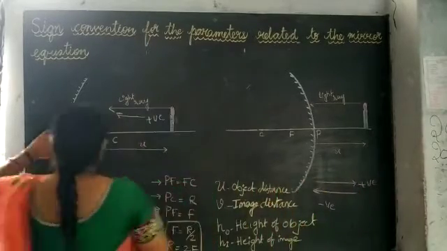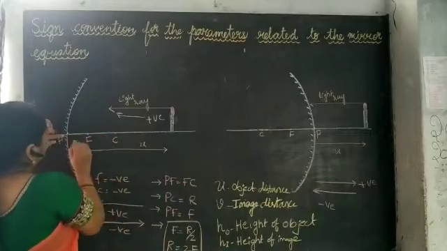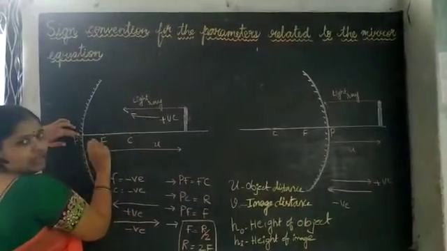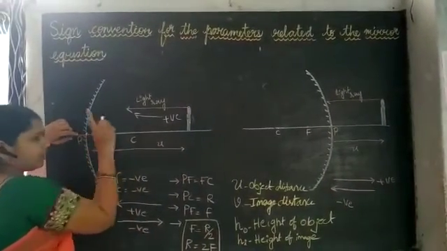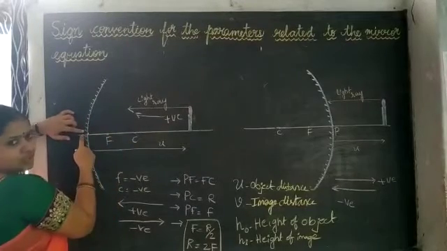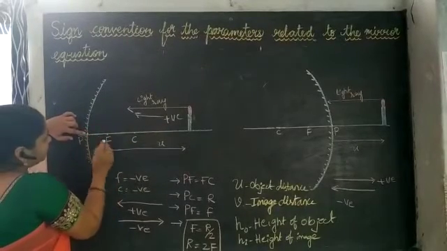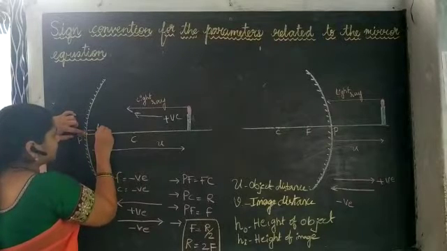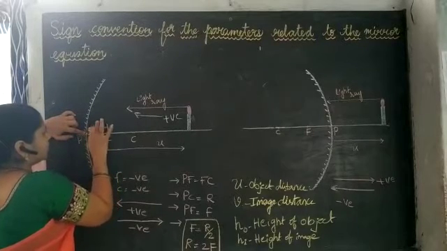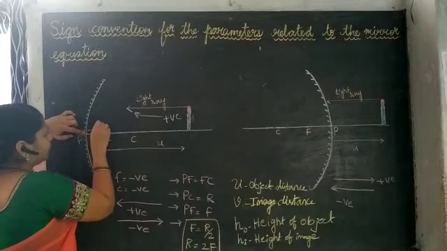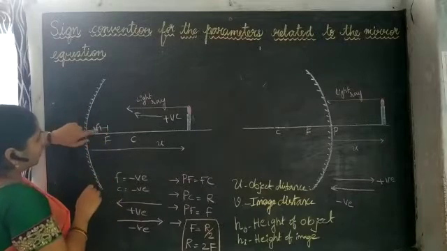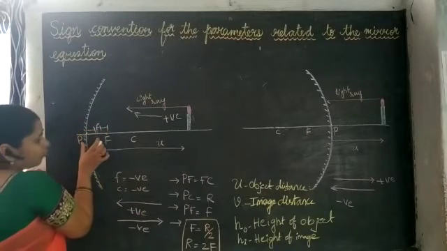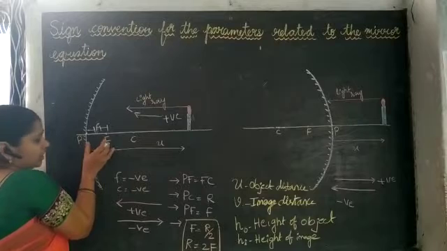Let me explain. Here this is the focus. The focal length should be measured from the pole. What is the first rule? All distances should be measured from the pole. What is the focal length? The distance between the pole and the focus point is known as the focal length, F.